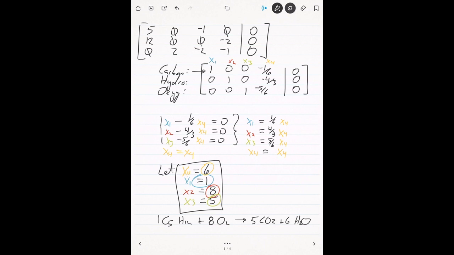But you could have, like I said, had any other multiple of this. What if it was 2? What if you doubled all of these? You could have 2 C5H12 plus 16 O2, resulting in 10 CO2 and 12 H2O. These are both balanced. And really, they're the same thing, right? They're the same amount of carbons and the same amount of hydrogens on each side, so they're both balanced.